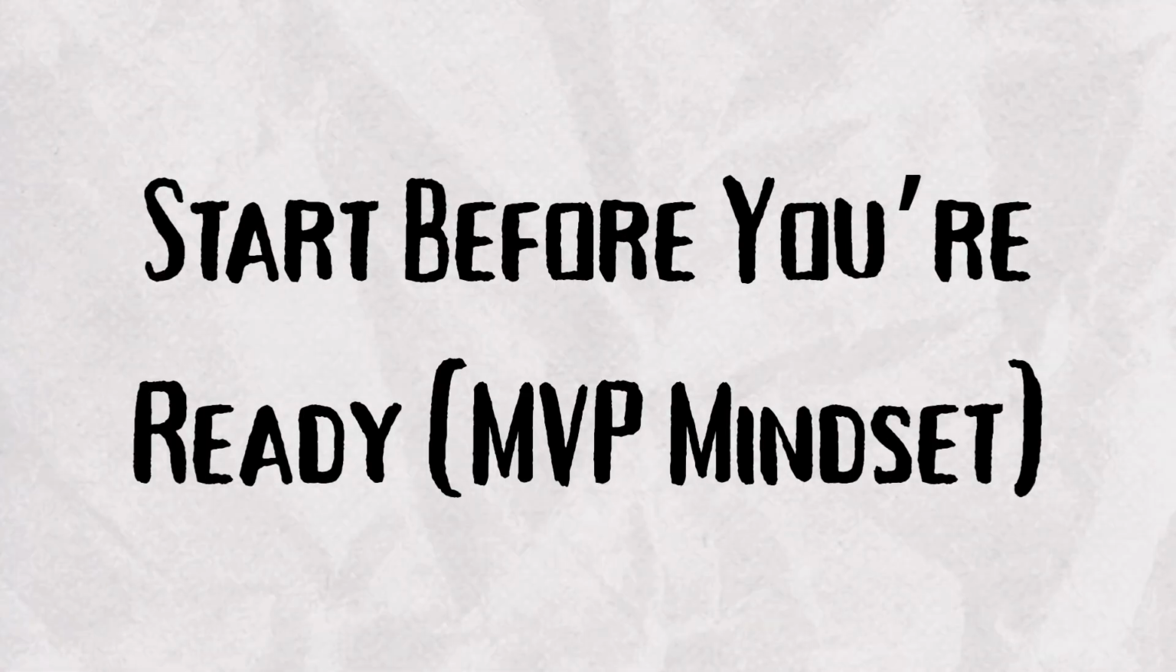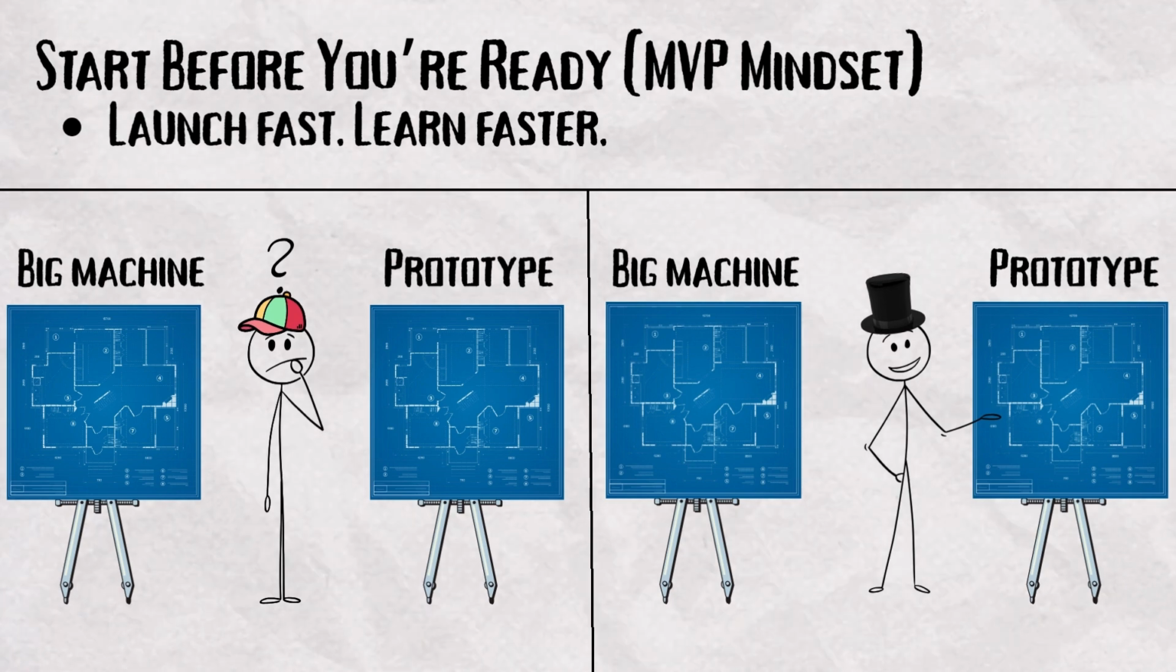Number 1. Start before you are ready. MVP mindset. Most people think, let me perfect this product, then launch. Eric Ries says, no. Instead, launch your minimum viable product, your MVP. It's a basic version of your product that solves the main problem and nothing else.